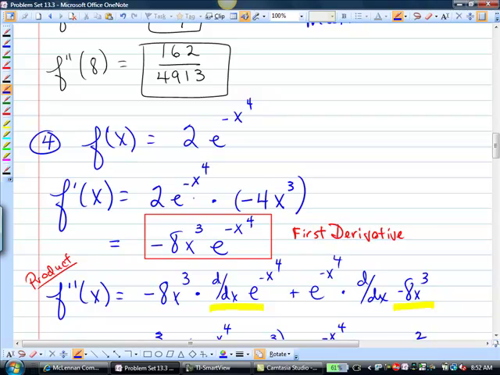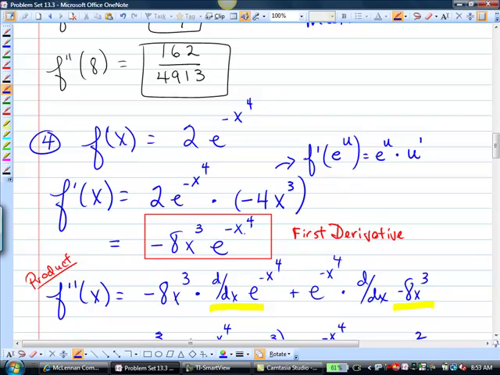All right? That rule is e to the u. You get e to the u times u prime. That's the rule for that. Okay? So that gives you your first derivative, because I just multiplied the 2 and the negative 4 and got negative 8x cubed e to the negative x to the fourth. So that's your first derivative. Okay?